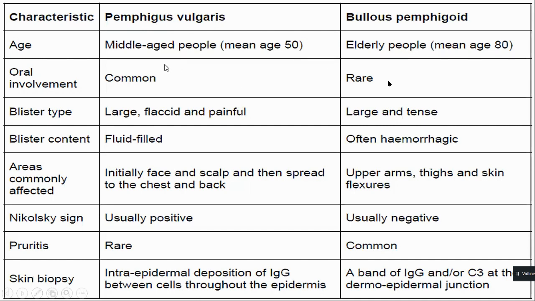Again, the age here, middle-aged people, as we said, 40 to 60, and this one, elderly people, 80. The oral involvement, as we said, common here, rare here. And the blister, again, we are just repeating. It's large, flaccid, and painful. Here, large and tense. Blister content, fluid filled here, and hemorrhagic here.